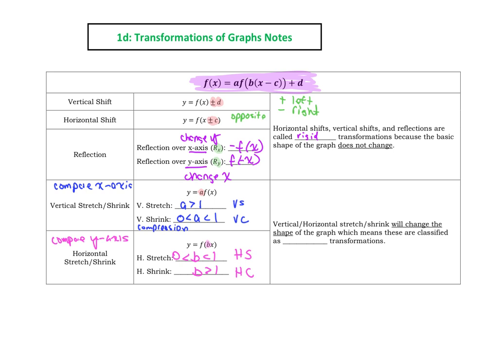Vertical and horizontal stretch and shrink will change the shape of the graph, which means these are classified as non-rigid transformations. So rigid means it won't change the shape. Non-rigid means that it will.